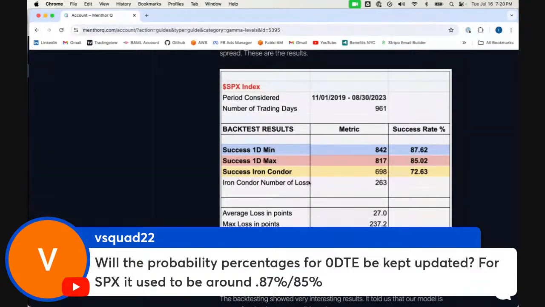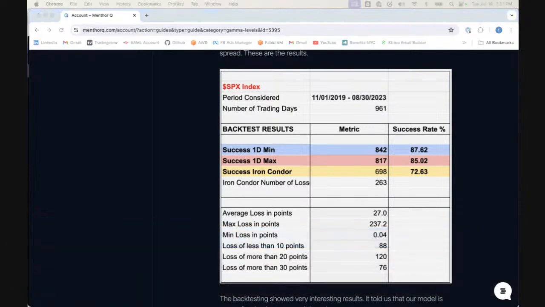So the success rate is about 87%, 85%. If you were purely to do an iron condor strategy, the success rate was 72%. But again, that's a good question that I'm going to ask, Doc: you are doing basically iron condor every day, right? What are the lessons that you want to share? Okay, I have a few comments.